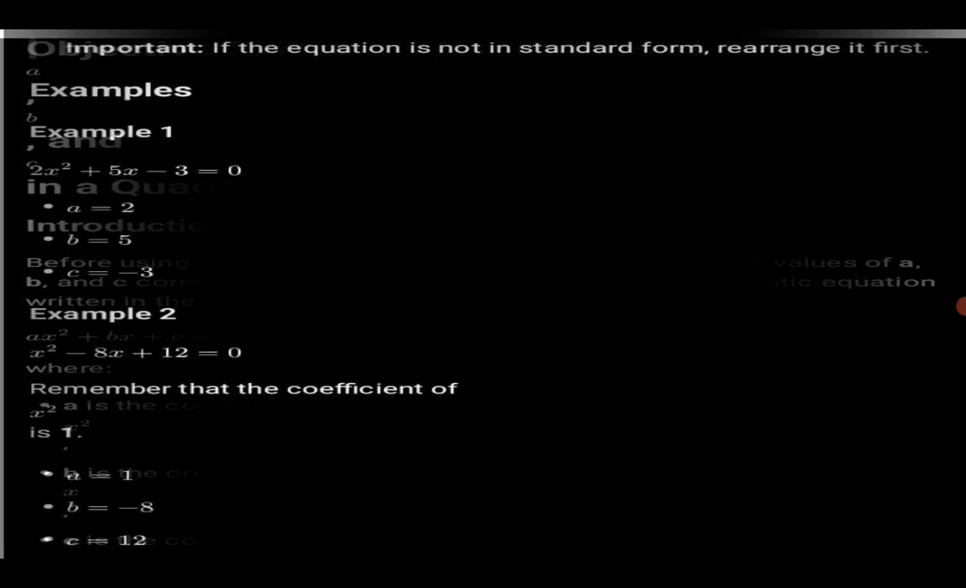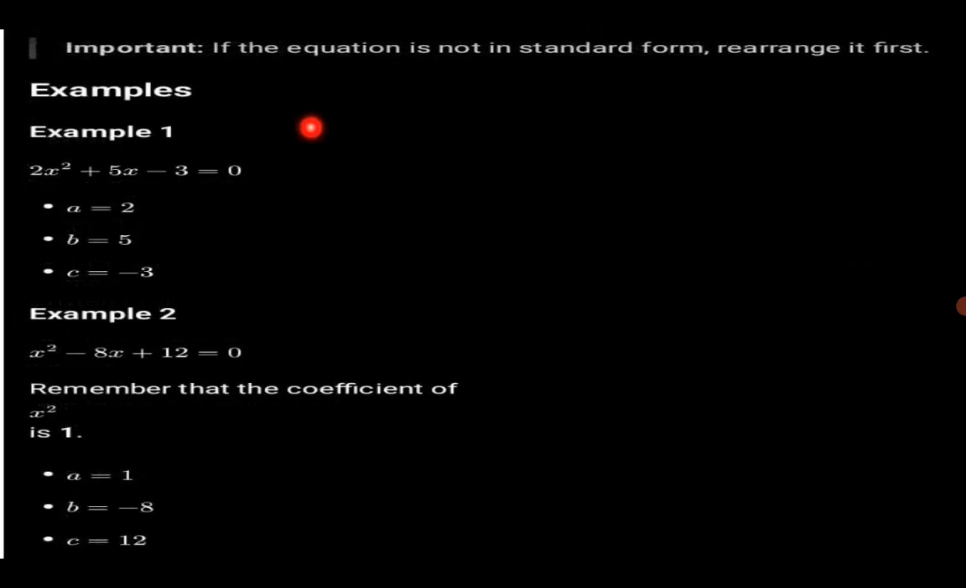Right? So, if the equation is not in standard form, we have to rearrange it first. For example, let's take this one. We have 2x squared plus 5x minus 3 equals 0.